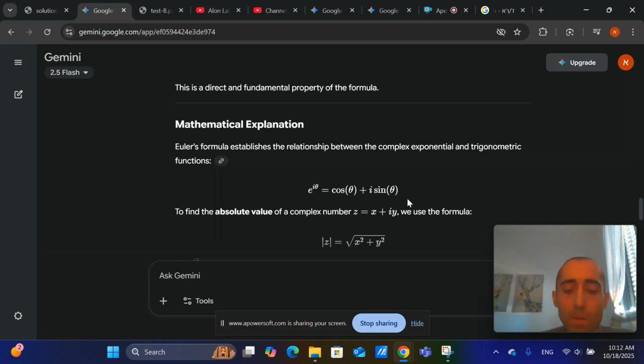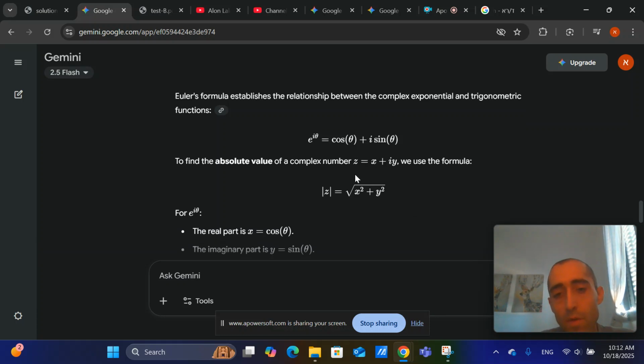And if we remember, if you take a complex number and look for its absolute value, you look at the complex number and look at its coefficients, x and y. Now the absolute value of this z will be the square root of the sum of the squares of the coefficients.